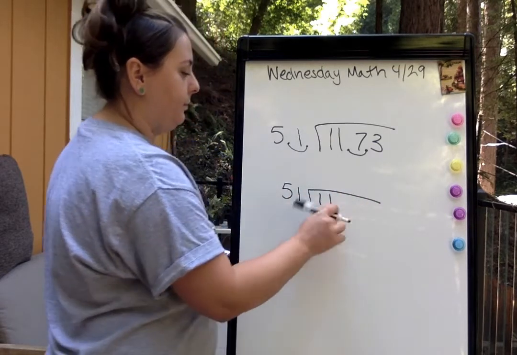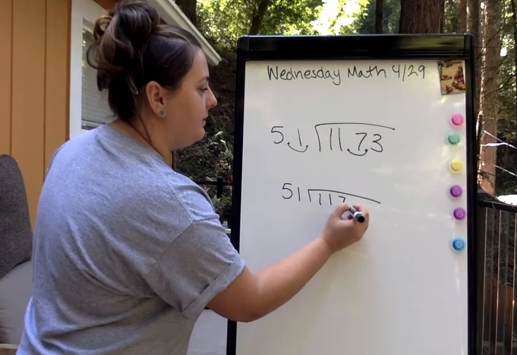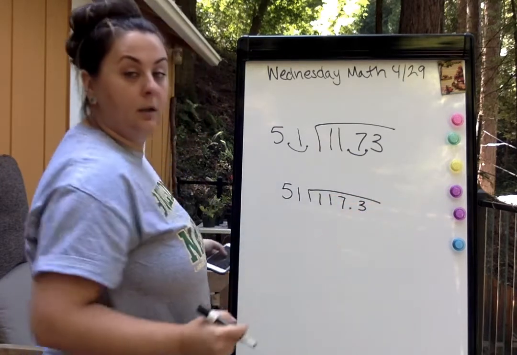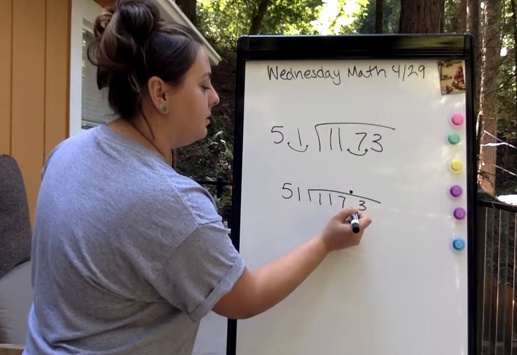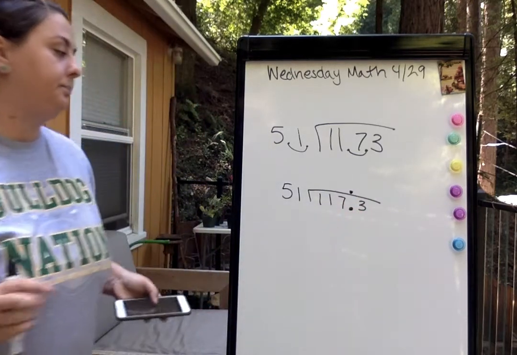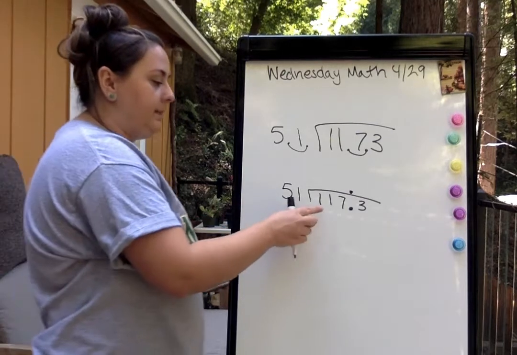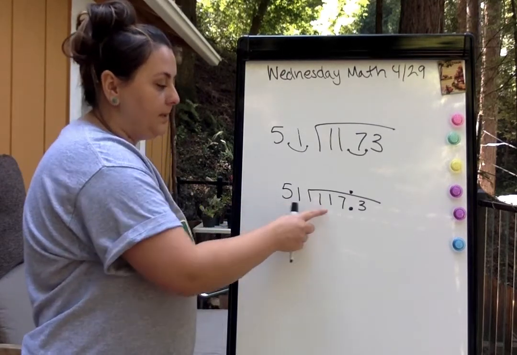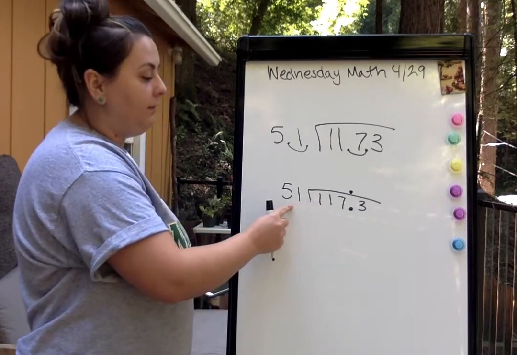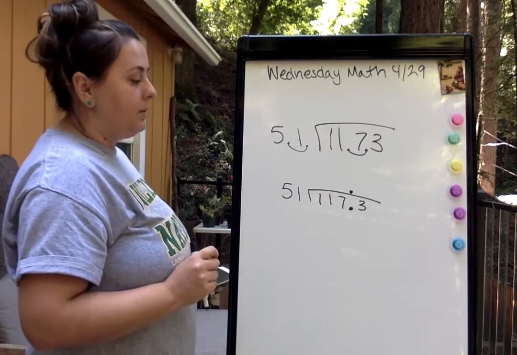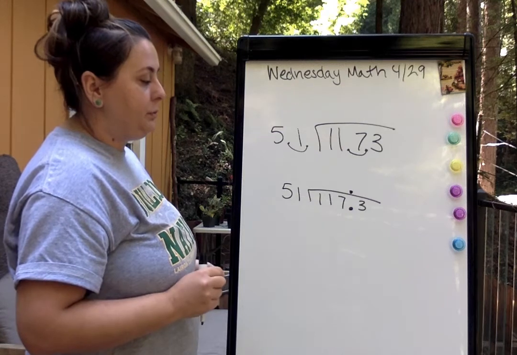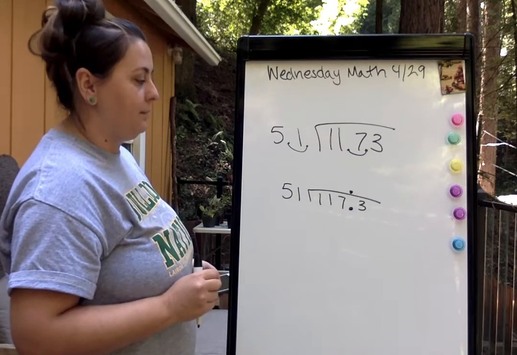Oops, nope. 117.3. Now remember, bring this decimal point straight up from where it is. So 51 doesn't go into 1. 51 doesn't go into 11. 51 does go into 117. So I'm thinking probably two times.